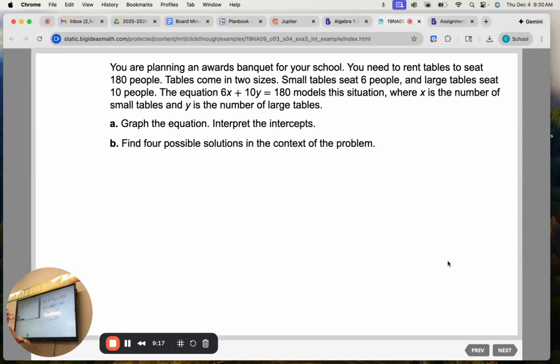Do you think this company has 30 small tables? Probably not. All right, has everybody got that one? I'm going to write it over here. X equals 30.